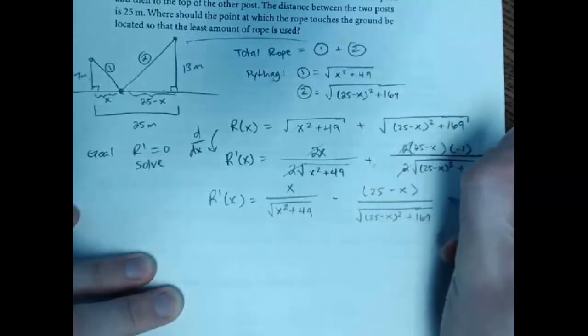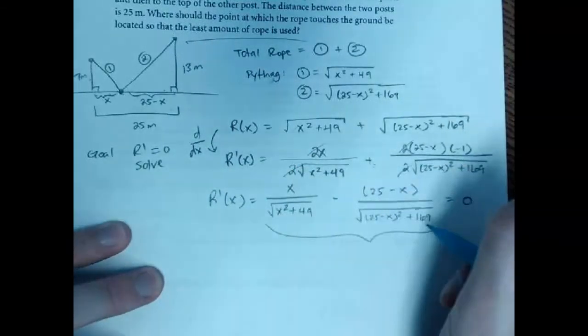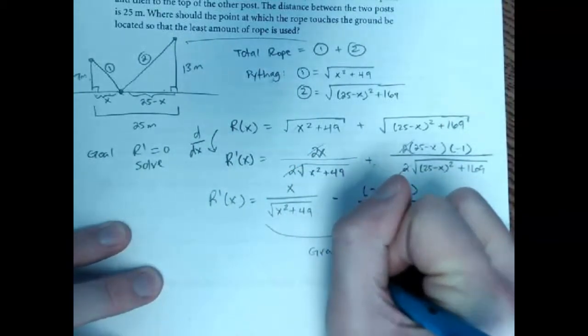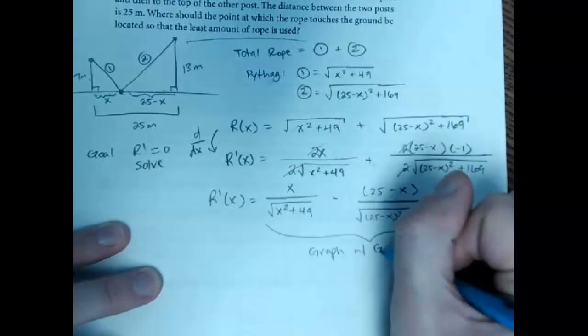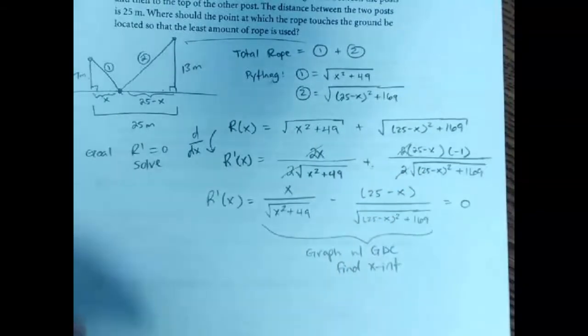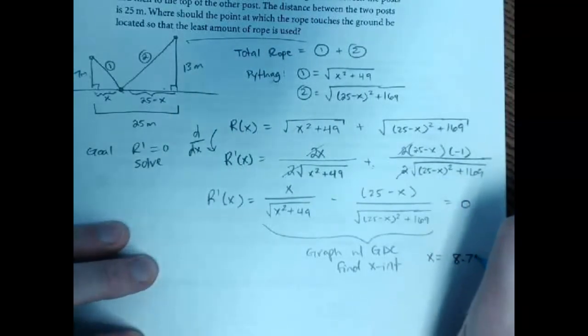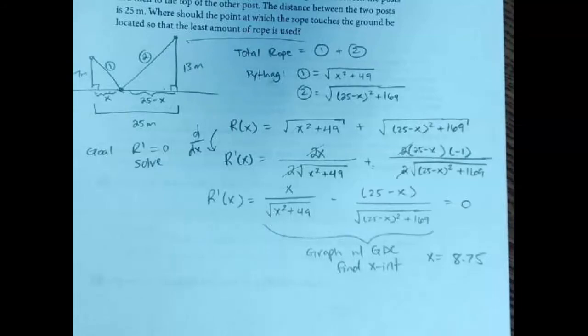Then I would take that derivative and set it equal to 0. Now, if you have a calculator, just solve it with the calculator, right? You could graph it with your graphing data calculator and find the x-intercept. If this was a calculator question, it would be okay to just graph this, find the x-intercept, and tell me the x value is going to be 8.75. But if you wanted to solve it by hand, which we can, here's how you would do it.